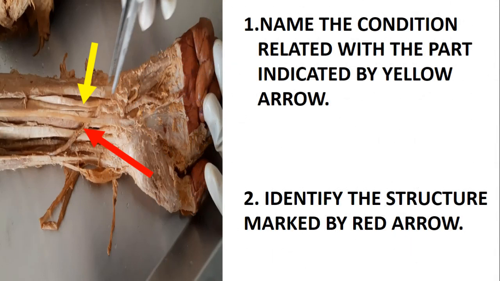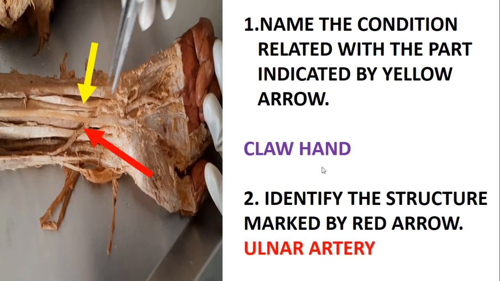Name the condition related with the part indicated by the yellow arrow. The yellow arrow is indicating the ulnar nerve. A condition related with the ulnar nerve is the claw hand. Then identify the structure marked by the red arrow. That's the ulnar artery. You need to know that the ulnar nerve and the ulnar artery both pass through the ulnar canal. So this is the ulnar canal where these two are going to pass through.